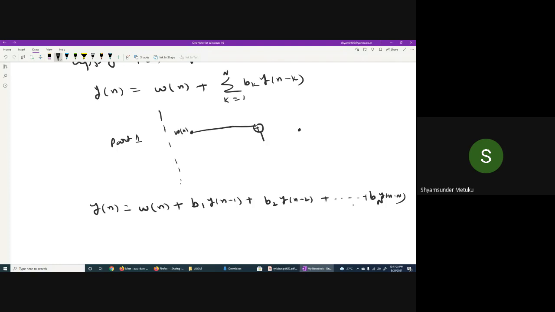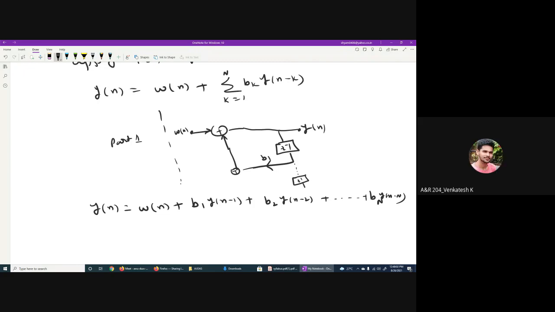I need to add. What am I supposed to add? Just a small change, I'll take a plus here. What am I supposed to get as the second input to the adder? b1 into y of n minus 1. How can I get y of n minus 1? Z power minus 1. Can I do it this way? Yes, sir. How long? N.